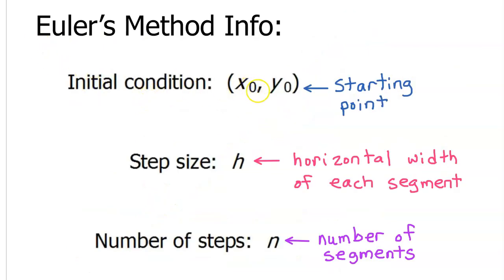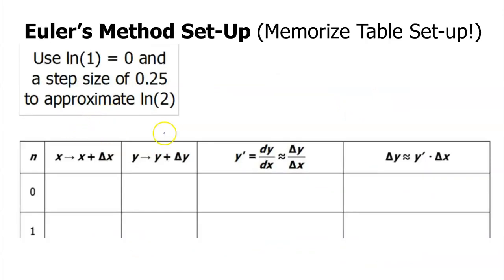Here's the information we need in order to use Euler's method. We need the initial condition, which is a starting point. We need the step size, which is the horizontal width of each segment. And we need the number of steps, or the number of segments. For Euler's method, we make a table that shows the endpoints of each segment. I want you to memorize this setup. You need to memorize what goes in each column.